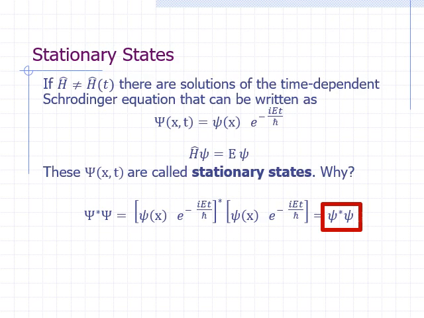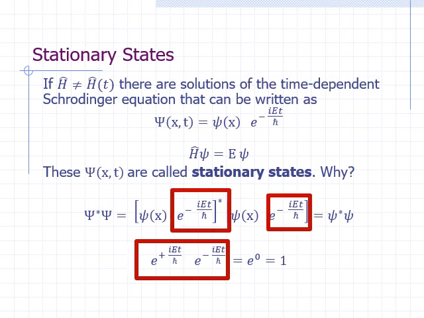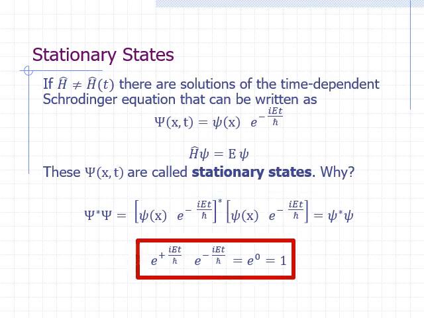Where did the time-dependent part go? The complex conjugate of e to the negative iEt over h bar is e to the positive iEt over h bar. Multiplying these two gives e to the 0, or 1.